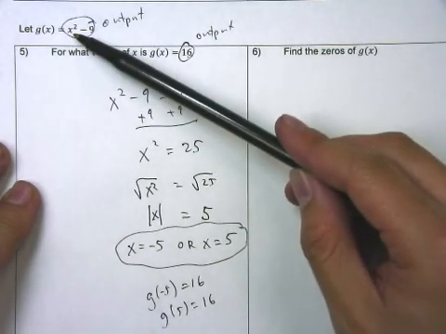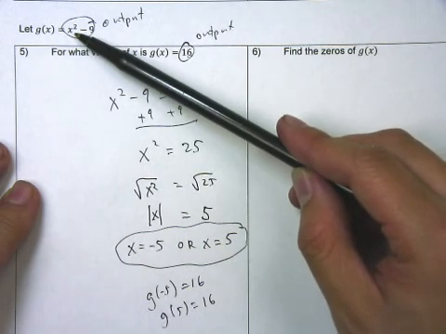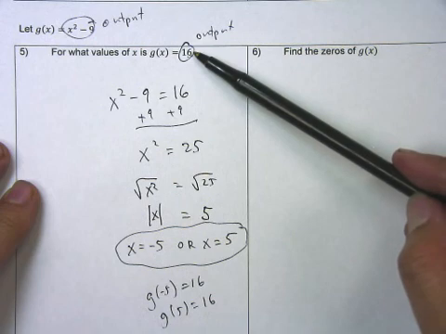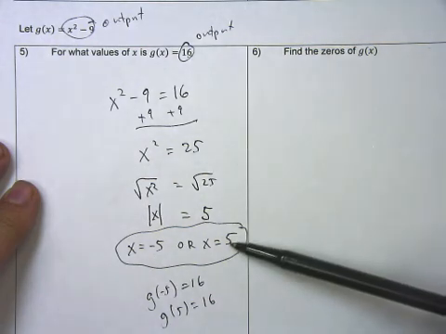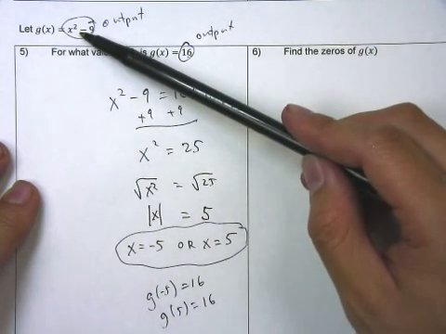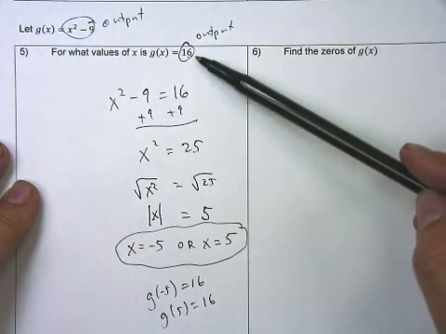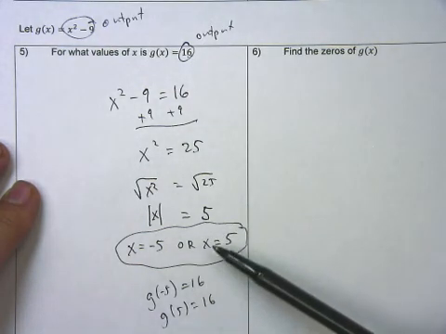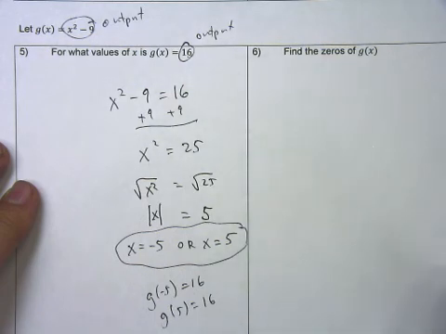If I plug in negative 5 here, negative 5 squared would be 25. 25 minus 9 is an output, a value of 16. Same thing happens if I input 5. If 5 is my input, 5 squared is 25 minus 9 gives me an output of 16. So there are two input values that have an output value of 16.